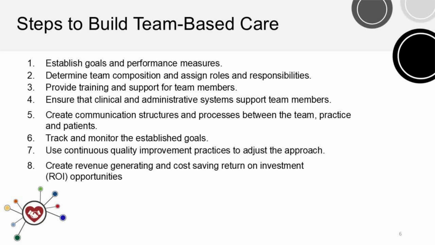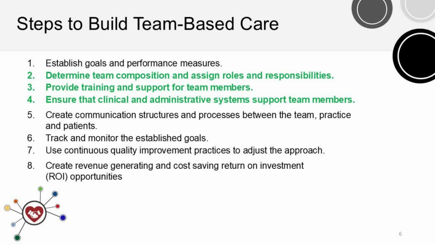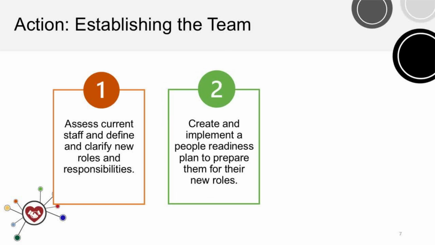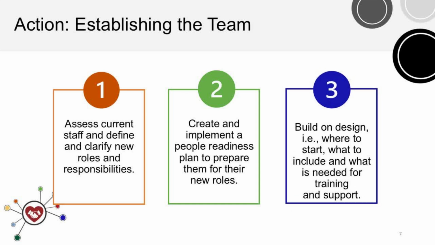In the Establishing the Team segment, we focused on how to determine the composition of our team, assign roles and responsibilities for each team member, and begin to identify training and the clinical and administrative systems needed to support our model of team-based care. These were our calls to action for this segment. Assess our current staff and define new roles and responsibilities. Create and implement a people readiness plan to help prepare our team for the changes that are coming. Continue to build out our design. Decide what to include and what our team will need for training and support.